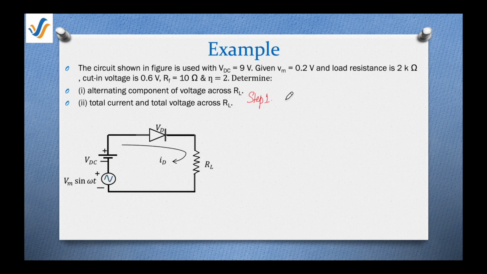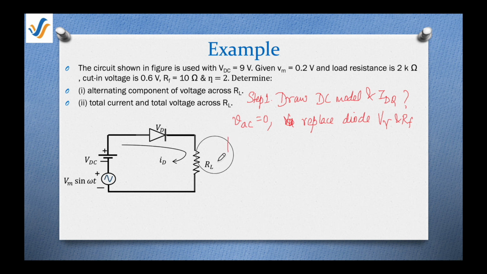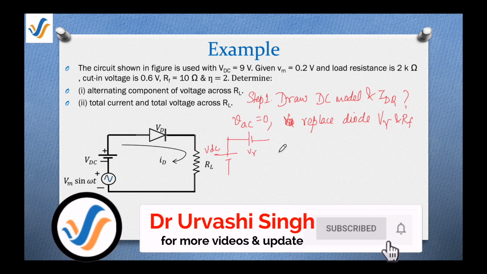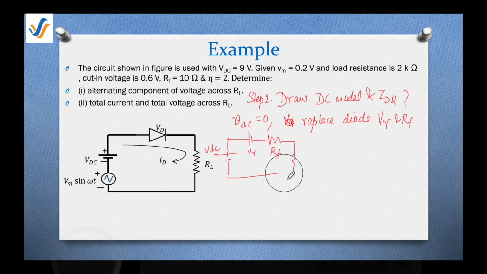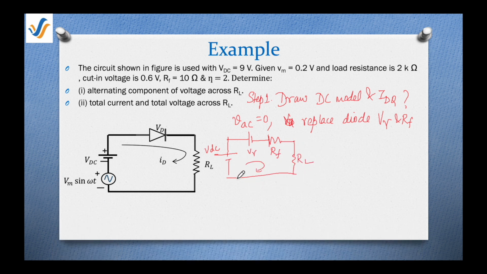The first step is draw the DC model, and from the DC model, find out IDQ. So let's draw it. We will have only this DC voltage, VDC, then the cut-in voltage, V cut-in, and in series a resistance, that is the RF, and rest part is same. So this is our load resistance RL. The current in this circuit will be IDQ. You know that the IDQ in this case will be VDC minus V cut-in upon RF plus RL, and everything is given in the problem. So put the values. IDQ will be equal to 4.18 milliampere.